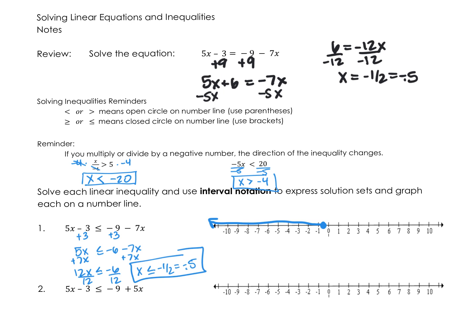So negative 1, negative 2, negative 3, negative 4, negative 1.5, right? Negative 2.5, negative a bajillion, right? All of those values are solutions to this inequality. And then we're also going to write the interval notation, right? So this would be from negative infinity to negative 0.5 or negative 1/2 with a bracket because it's a closed circle.